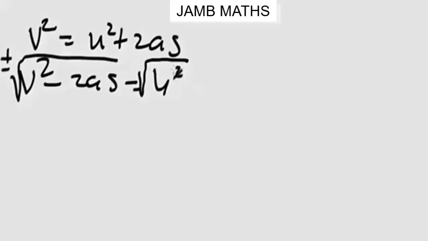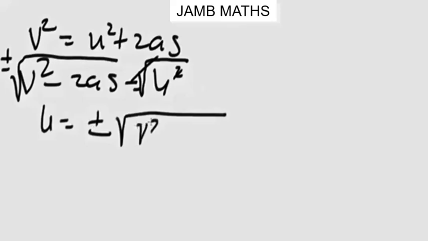So this square cancels the square root here. So at last our u will be plus or minus square root of v square minus 2as. Okay, so that will be the answer to this question. It's as simple as that, guys.